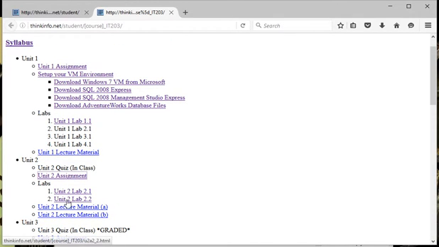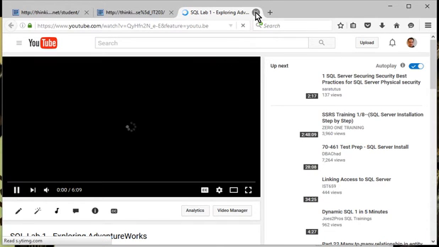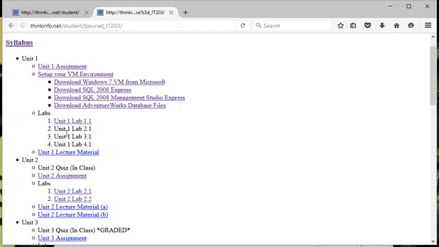Same thing for the labs. So you'll see some information here for the labs. So for example, here is Unit 1, Lab 1, which just takes you to my YouTube video. When you see a lab assignment, if it's a link, that's where you go. If there's no link, that means you can do the lab directly from the book.